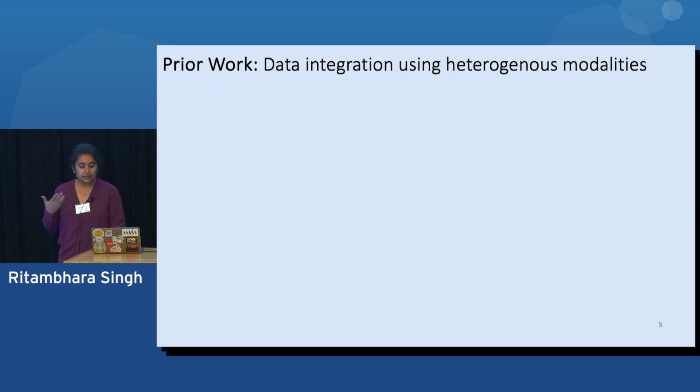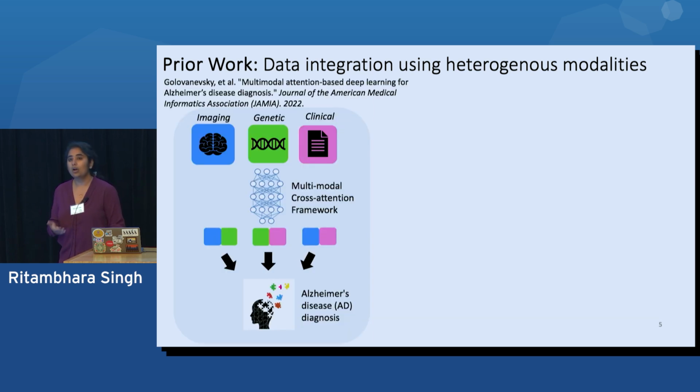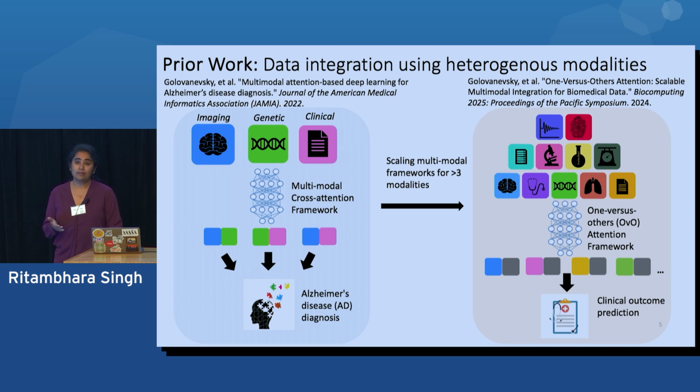So in this research theme, we've had some prior work. One of our earliest works focused on developing this deep learning framework using cross-attention to integrate imaging, genetic, and clinical data from Alzheimer's patient databases. And we showed that this cross-attention framework was way more accurate in making predictions about whether the patient had Alzheimer's or not.